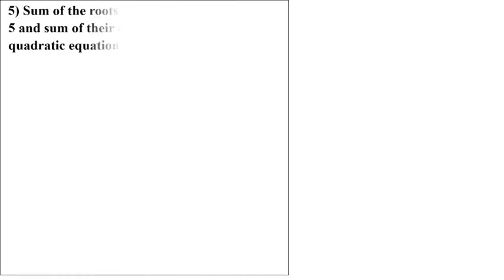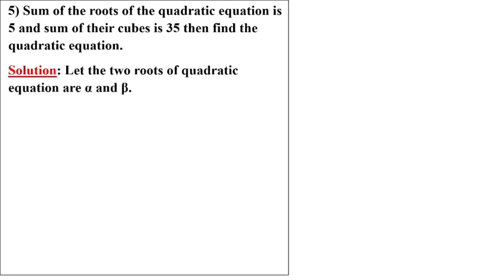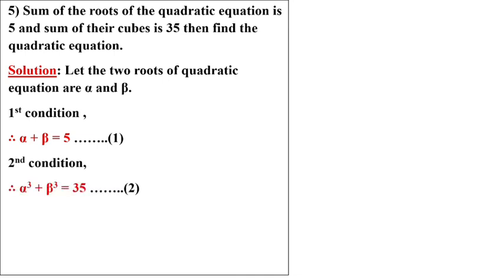Now children, sum of the roots of the quadratic equation is 5 and the sum of the cubes is 35, and find the quadratic equation. Let the two roots of the quadratic equation are alpha and beta, as we know. First condition is given, the sum of the roots of the quadratic equation is 5, means alpha plus beta equal to 5, this is the equation number 1. The second condition is given, the sum of the cubes, cube of alpha plus cube of beta equal to 35, this is the equation number 2.